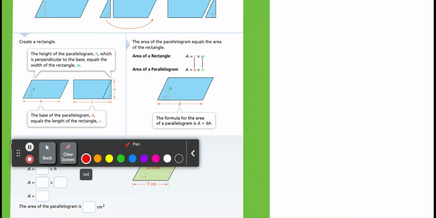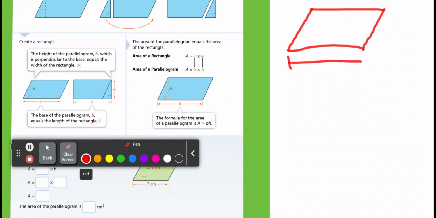Another important thing for us to notice is that the height of the parallelogram, h, is going to be perpendicular to the base. So what perpendicular means is that it forms a 90-degree angle. So if I'm going to make this picture bigger, here's my parallelogram, my base, the base is going to be what it's always standing on. It's the bottom. The base is the bottom. But now I have to look for the height.